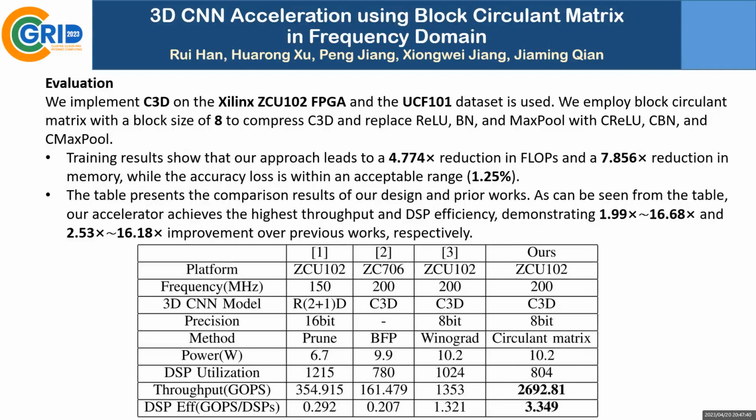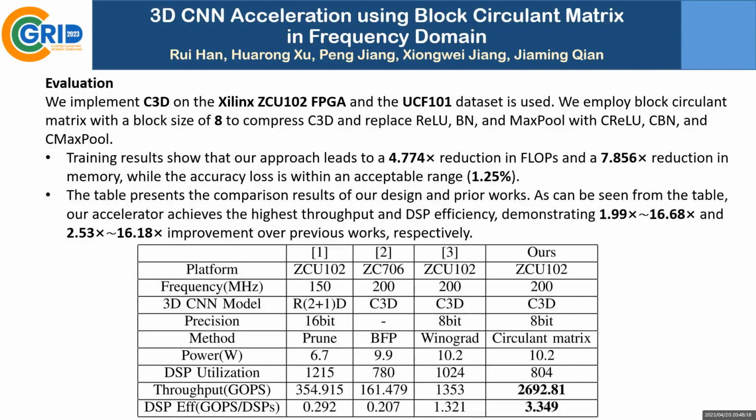Finally, we evaluated our proposed approach. We implement C3D on the Xilinx ZCU102 FPGA board, and the UCF101 dataset is used. We use block circulant matrix with a block size of 8 to compress C3D, and replace ReLU, BN, and MaxPool with C-ReLU, CBN, and CMaxPool.